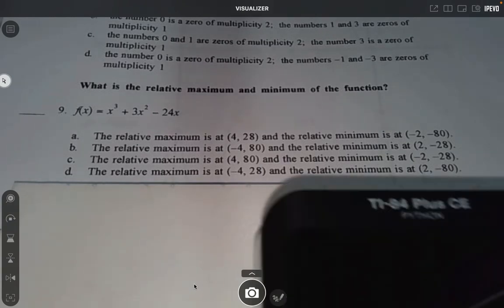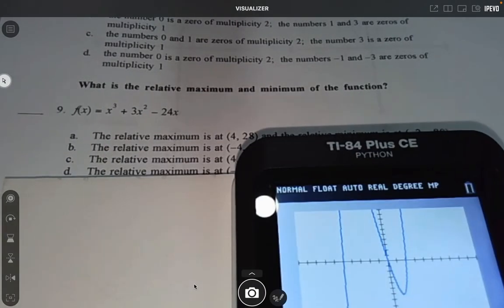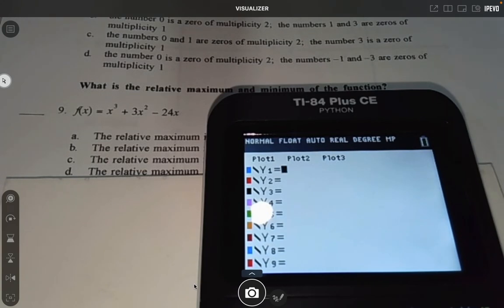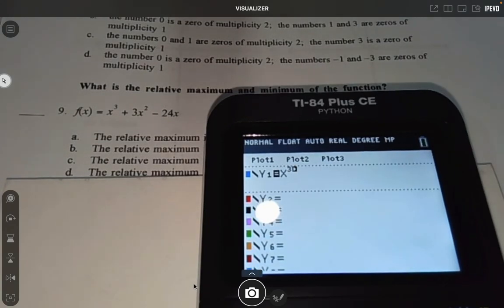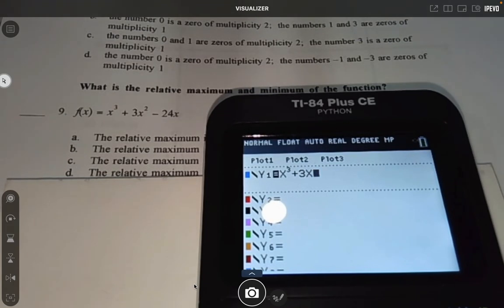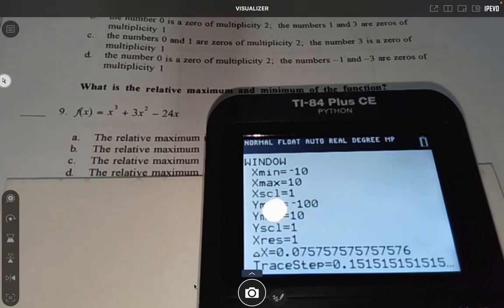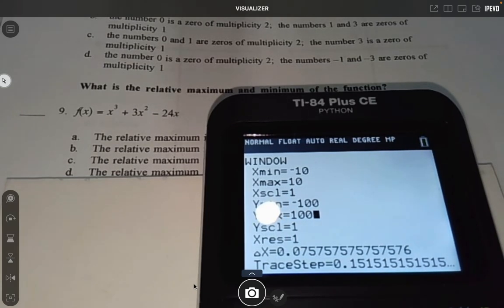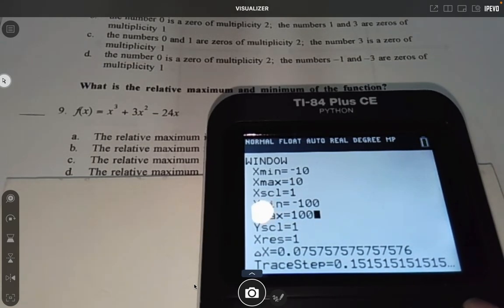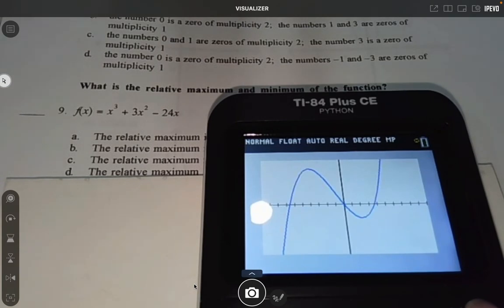So I'm going to graph. So y equals x to the third plus 3x squared minus 24x. Okay, and everybody okay with that? Now I'm going to go to my window, and I said I'm just going to change my y. My y value, I'll go from -100 to 100. And I have no idea if that's even needed. Okay, we'll see. Might only need to go to 50. That looks good.